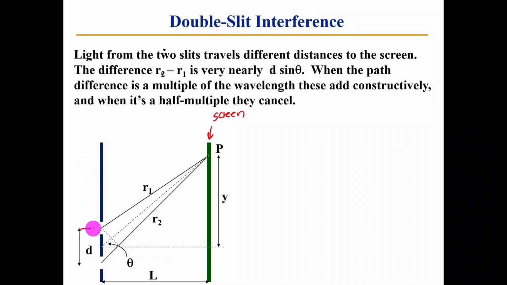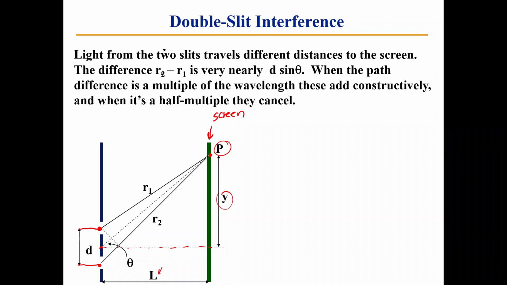So D right here is going to be the distance between the centers of our slits. L is going to be the distance from where our slits are located to our screen. Y is going to be the distance from the center point between the slits to point P, where we're interested. So if we want to figure out what's going on at point P, is it a bright fringe? Is it the brightest, largest amplitude, purely constructive interference? Or is it going to be purely destructive interference? Is it going to be a dark fringe? Or is it going to be somewhere in between? We can actually use some geometry to make those predictions.